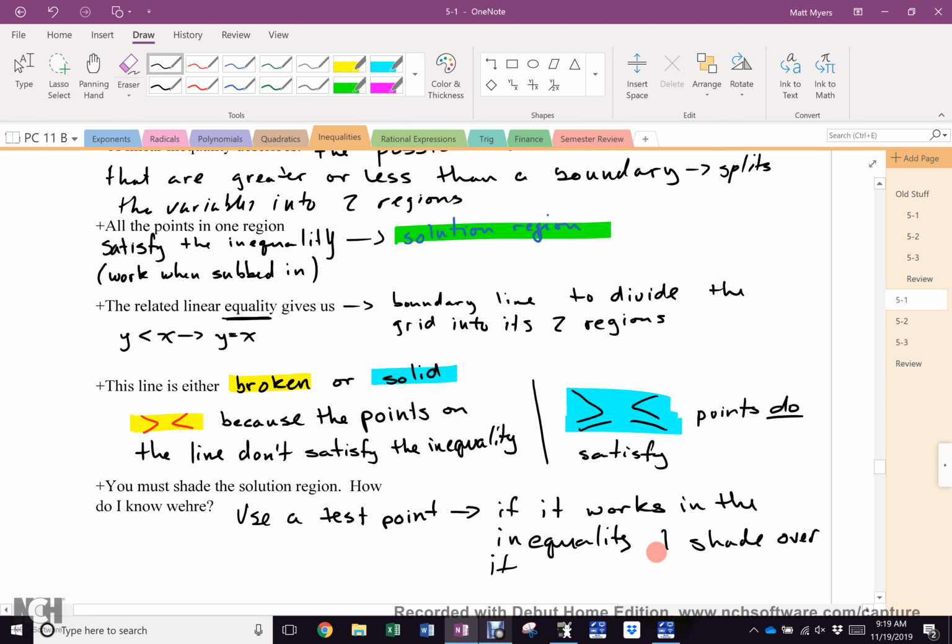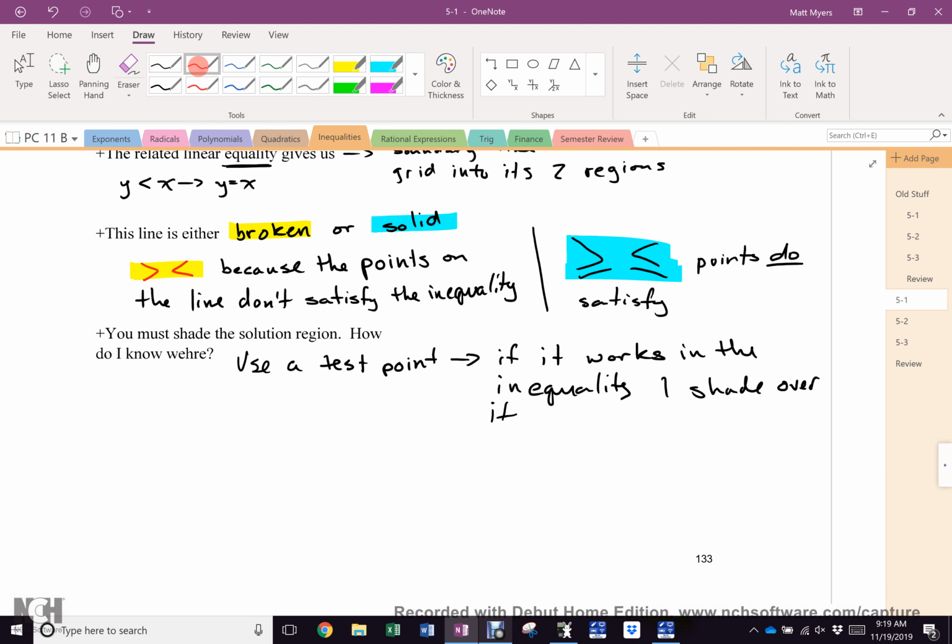If it doesn't work, where do I shade? I shade the other side. Because, of course, if it works, that point is in the solution region, which means every point on that side is in the solution region. Is everybody cool? All right.